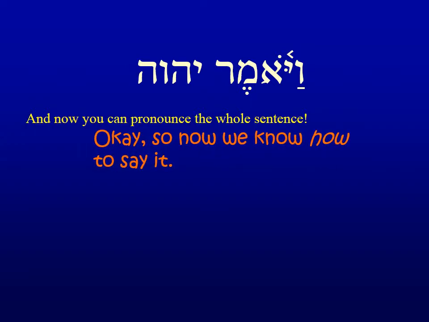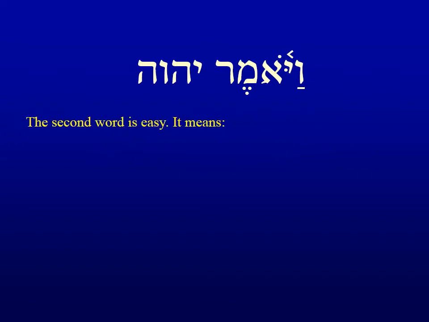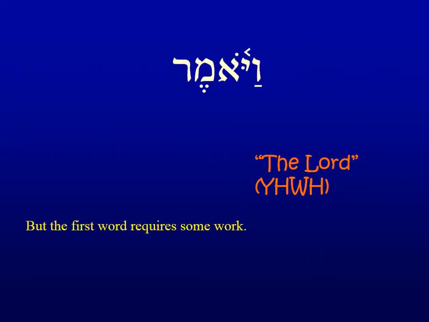Okay, so now we know how to say it, but we still don't know what it says. So if we're trying to translate this word, we've already discussed the meaning of the second word. This is the tetragrammaton, or the divine name, and it means the Lord. Sometimes you will see this written out just in English letters as YHWH, or Yud-He Waw-He, or Yud-He Vav-He. The first word requires a little work before we know what it means.